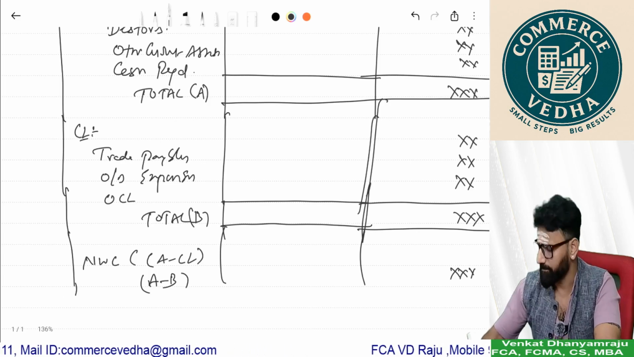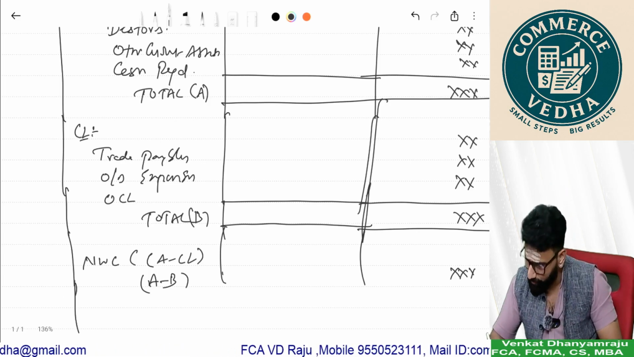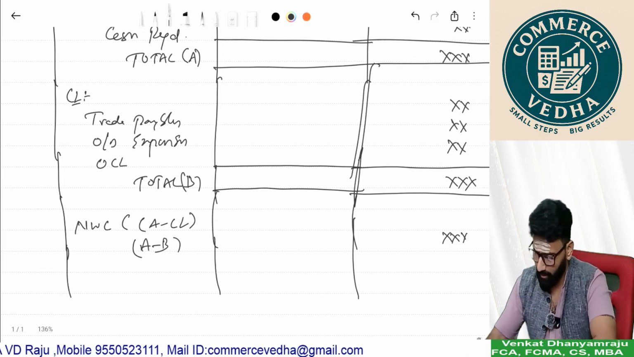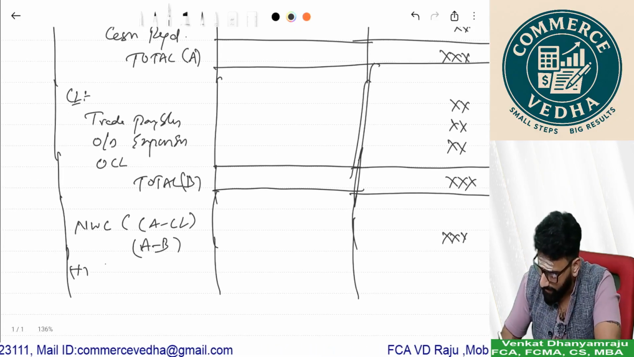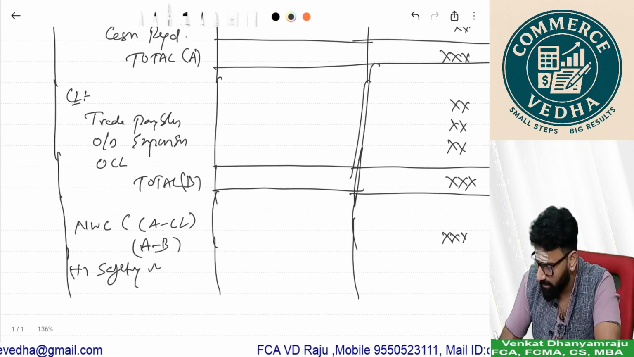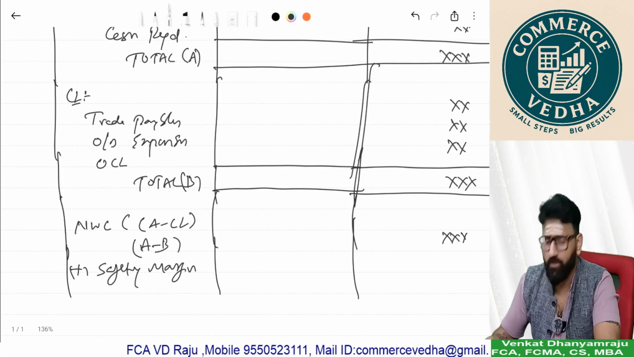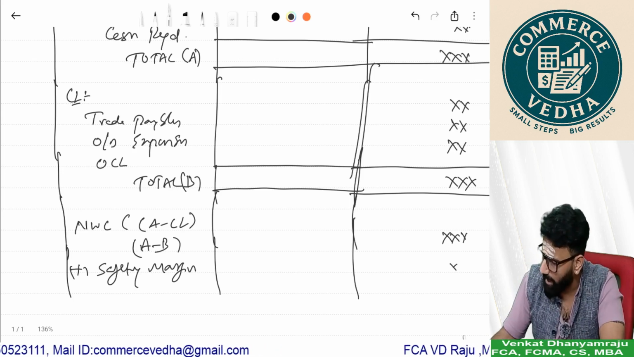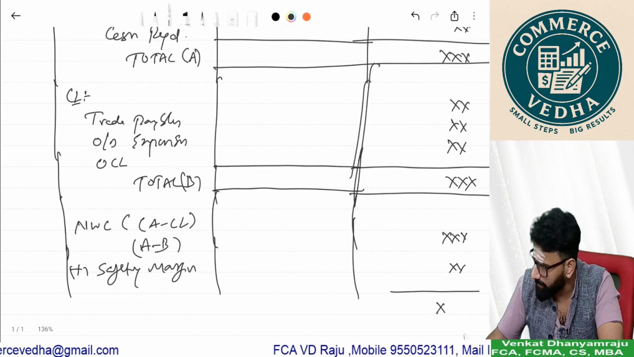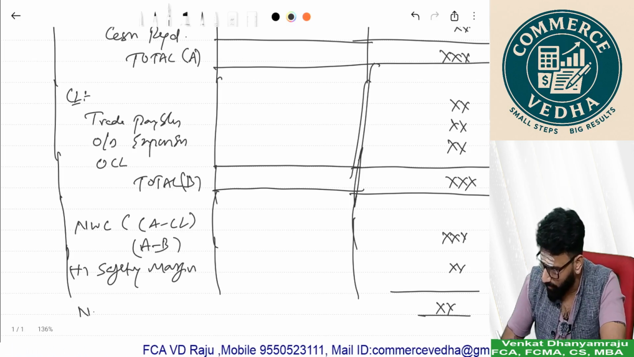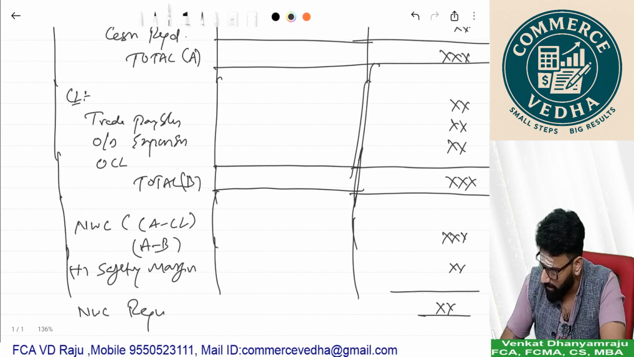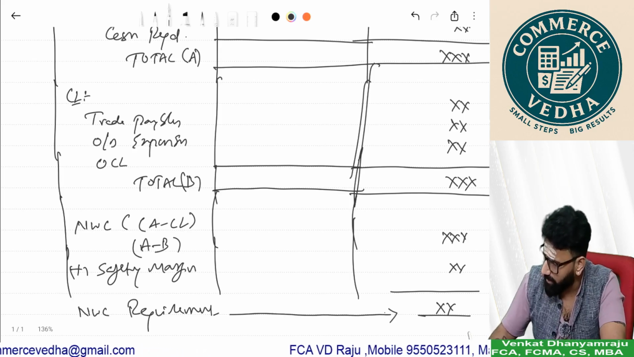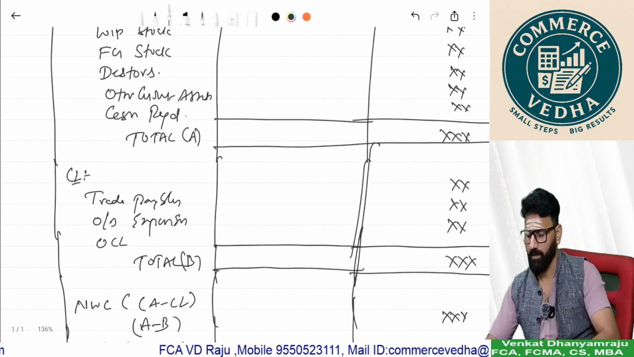my NA, net working capital, is A minus B. And sometimes the question also says, if you want some X as your working capital, you need to add safety margin. Safety margin, or they can call it as contingency margin, whatever it is. If you add this, you'll write here net working capital requirement. This is your net working capital requirement for the business in terms of money.